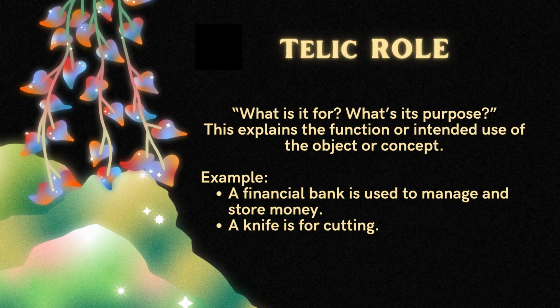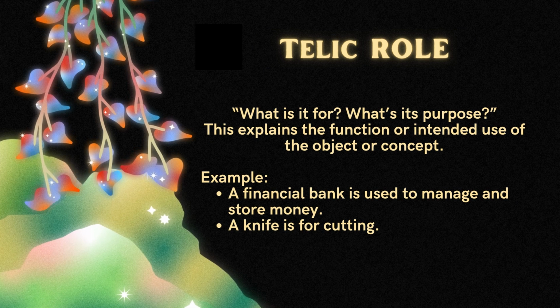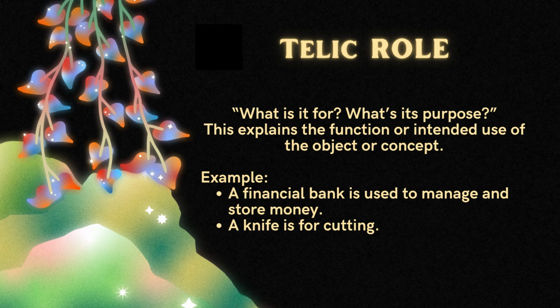Next, telic role. It answers the question what it is for and what's the purpose. This explains the function or intended use of the object or concept. For example, a financial bank is used to manage and store money, while a knife is for cutting.